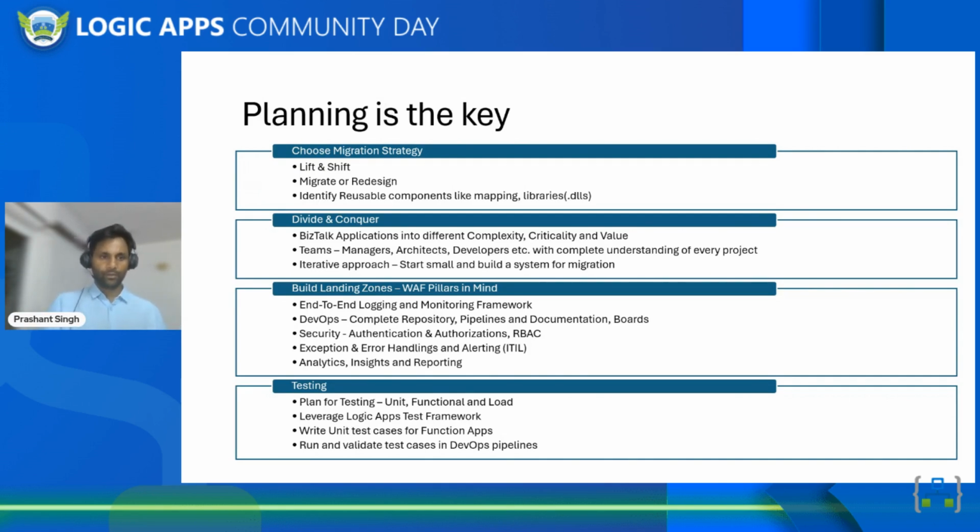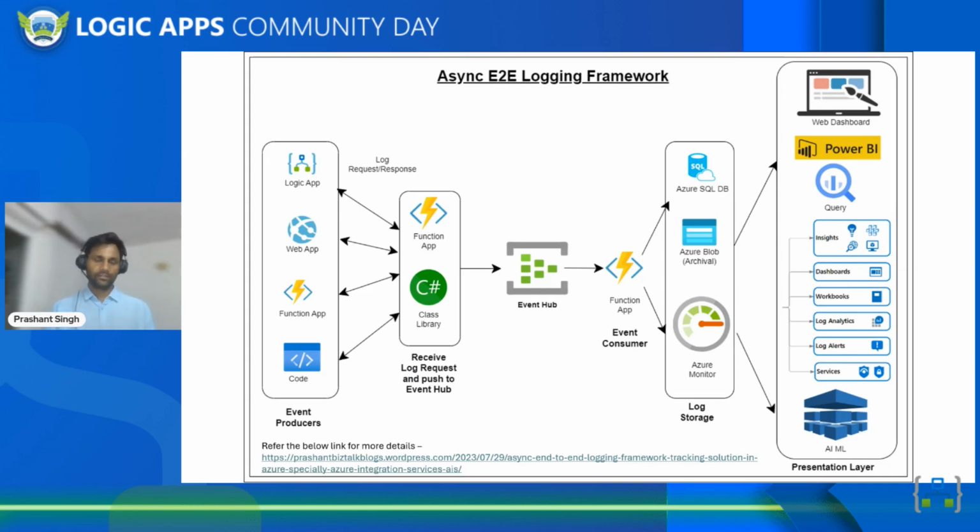And finally, the testing. Plan for testing. Plan how you are going to do unit testing, functional testing, or load testing, because that is very, very important. Because BizTalk is very much different from your AIS environment. Therefore, testing is a must thing. Leverage the Logic Apps test framework. It is extremely helpful. Write your own test cases for function apps or logic apps, and in every run, this should be validated every time a developer is checking in the code. Those test cases should get executed.